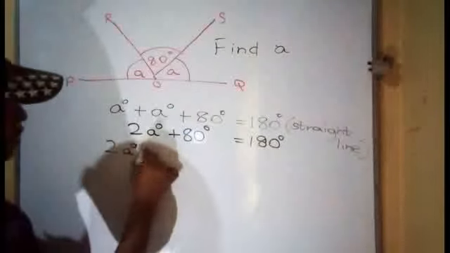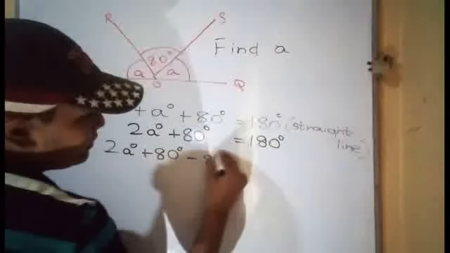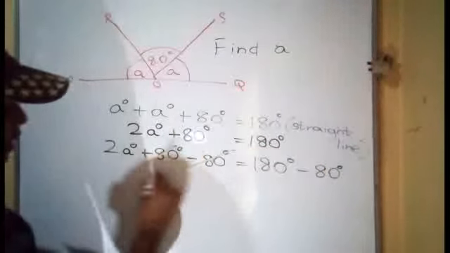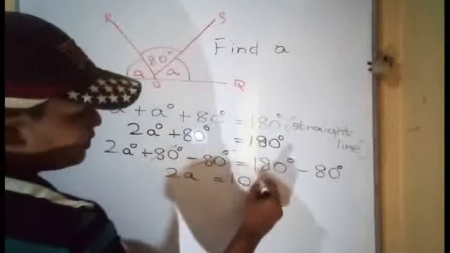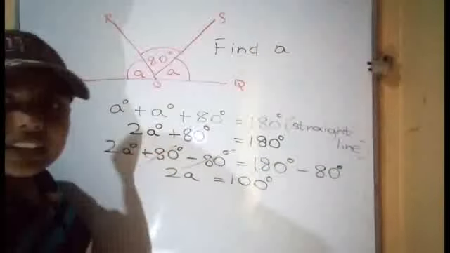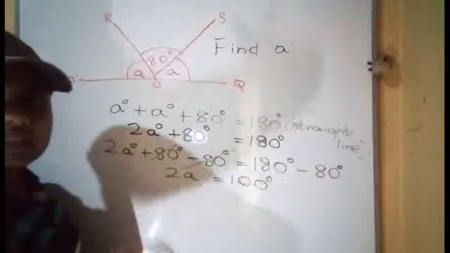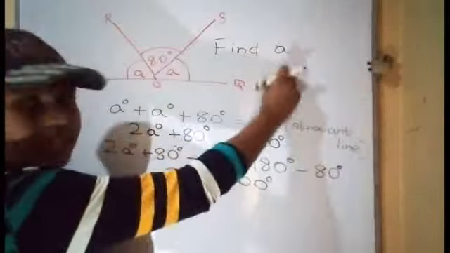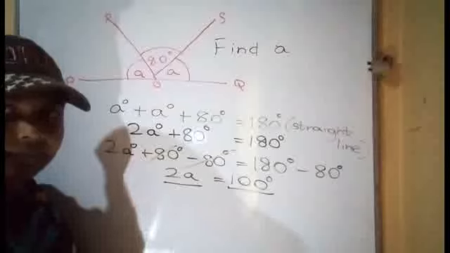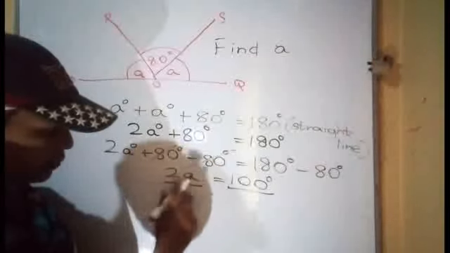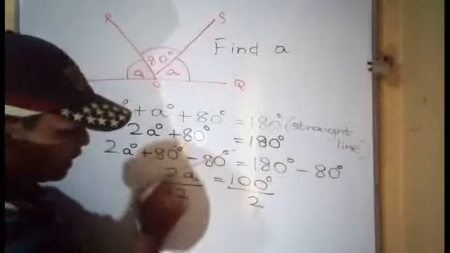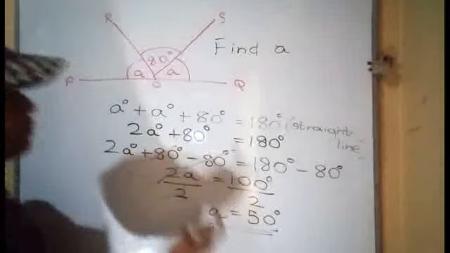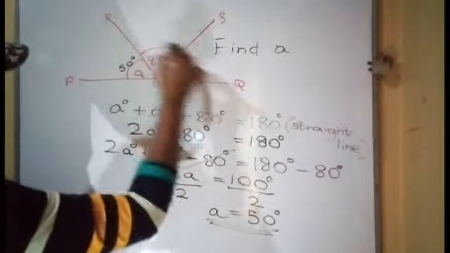Now 2A, you want to subtract both sides by 80. Cut. Now 2A means 100. Oh, finished? We get the answer? No, wrong. You are asked to find A only, not 2A. So you want to divide both sides by 2 to find the value of A. Cut this. And now A means 50 degrees. They are 50.